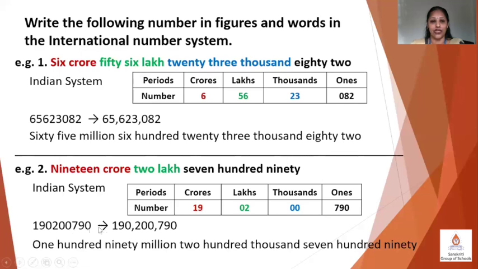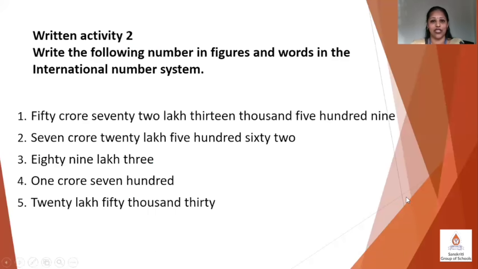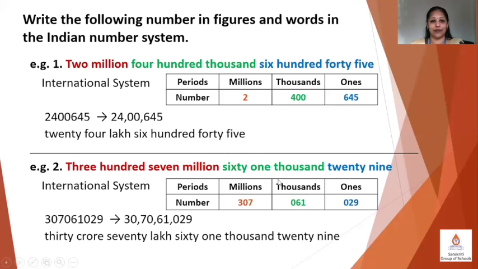190,200,790. Now we write it in the international number system. It is 190,200,790. And this number is read as 190,200,790. We have another written activity based on these examples. You need to write these numbers in figures and words in the international number system. We have a few more examples.